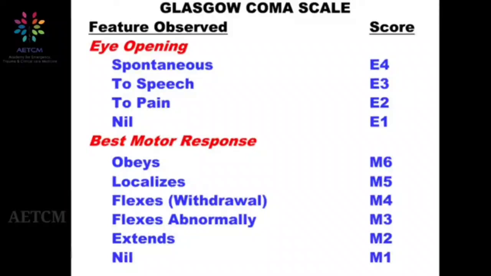Moving on to the motor score, if the patient obeys a verbal command, then it is M6. If he localizes pain, it is M5. If there is a withdrawal response to a stimulus, then it is M4. If there is abnormal flexion, it is M3. If it extends to a stimulus or pain, it is M2. And if there is no response, it is M1. So an eye score of E4 to E1, and a motor score of M6 to M1.